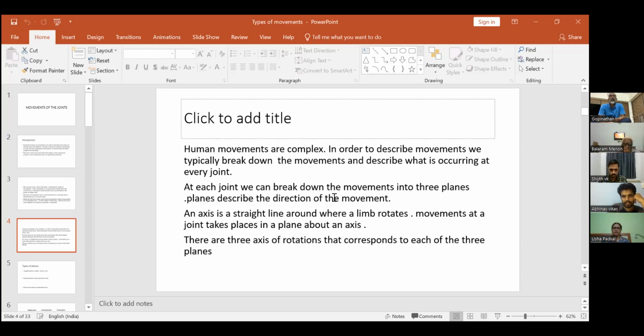At each joint, we can break down the movements into 3 planes. The planes describe the direction of the movement, and the axis is a straight line around which the limb rotates. We'll understand what this axis is. Movement at a joint takes place in a plane about an axis. There are 3 axes of rotation that correspond to each of the 3 planes.